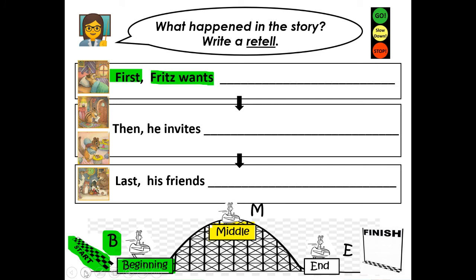Okay, now we're going to slow down, use our yellow sentence, and we're going to talk about what happened in the middle of the story, the middle. What happens then? Then, after Fritz wants to have a party, what does he do then? Then he invites, he goes out and he invites. Who does he invite?